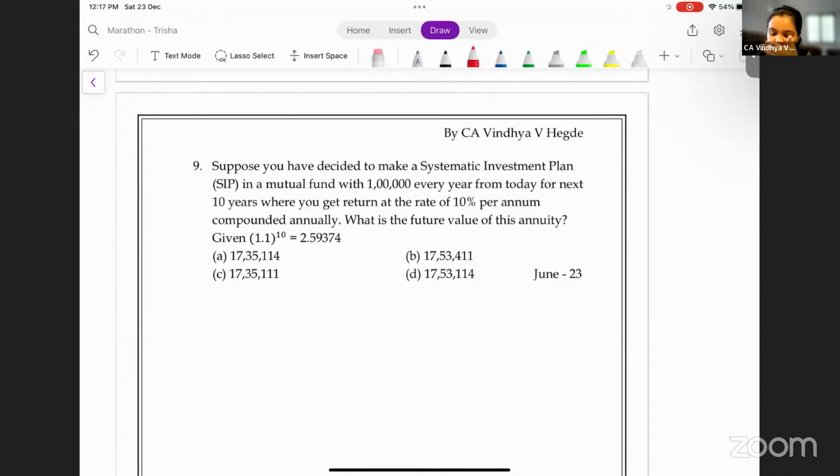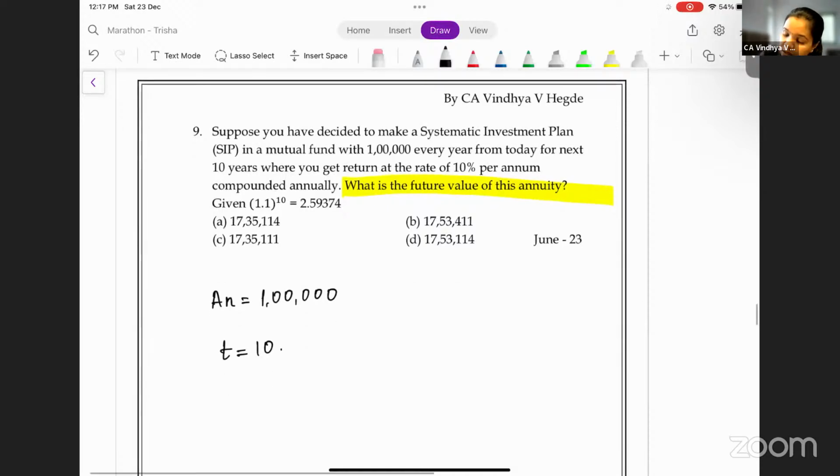Okay, next. Suppose you decide to make a systematic investment plan in a mutual fund with 1 lakh every year from today, for the next 10 years, where you get a return 10% per annum compounded annually. What is the future value of this annuity? This can be done as homework. I'll just explain how to solve it. You're depositing 1 lakh every year. So can I say annuity is 1 lakh? So how many years? 10 years. What is the rate of return? 10%. Compounded annually.